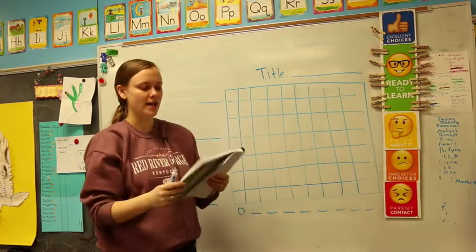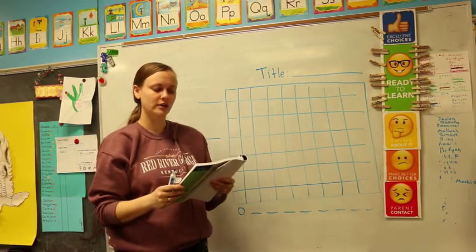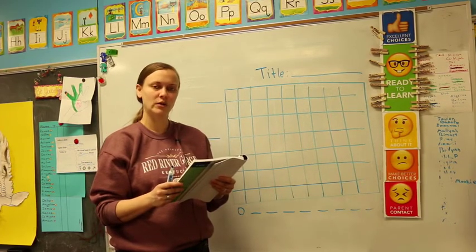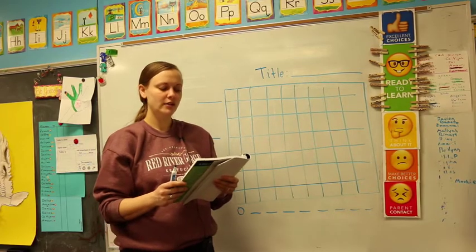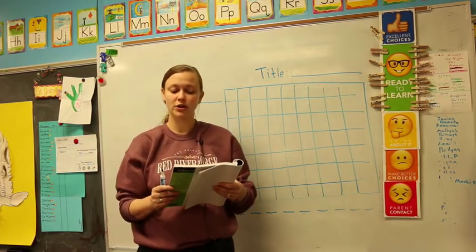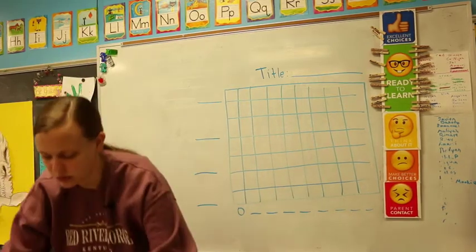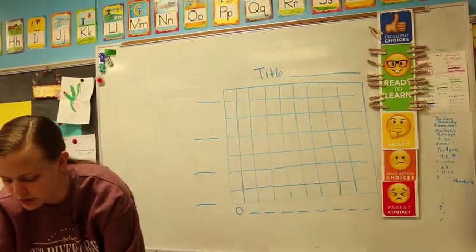So on your read, draw, write, it says use the tally chart to fill in the picture graph. And we're looking at the number of books read by Jose, Laura, and Linda. Then draw a tape diagram to show how many more books Jose read than Laura. So we need to do our tape diagram first.